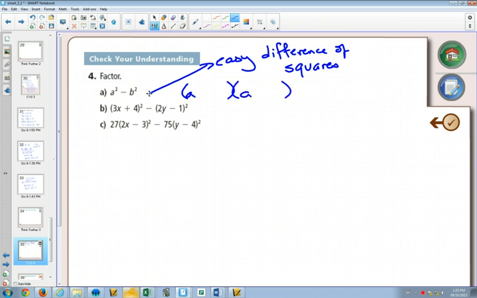A times a, b times b. One of them will be positive, one will be negative. And when you multiply this out, do the first ones give me a squared? Yes. Do my last ones give me negative b squared? Yes. Do my outside and inside cancel out? Negative ab on the outside, positive ab on the inside? Yes. Okay.